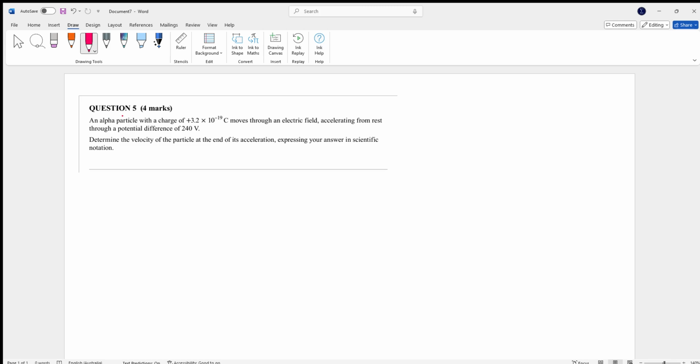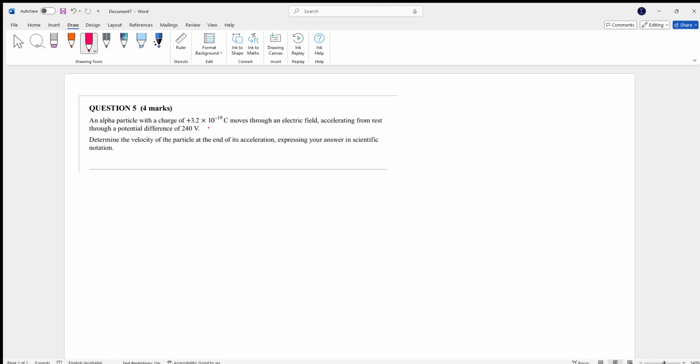So, question 5. An alpha particle with a charge of this moves through an electric field, accelerating from rest through a potential difference of 240 volts. Determine the velocity of the particle at the end of its acceleration, expressing your answer in scientific notation. Okay, first of all, let's understand what we have here. We have an alpha particle, which they say is positive, moves through an electric field, accelerating from rest with a potential difference of this.